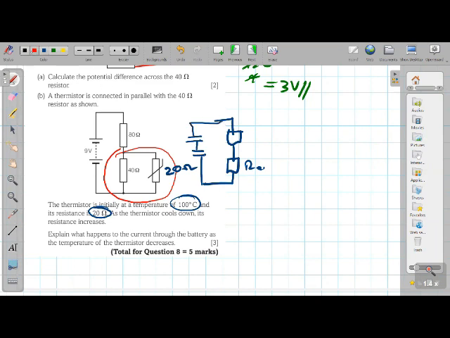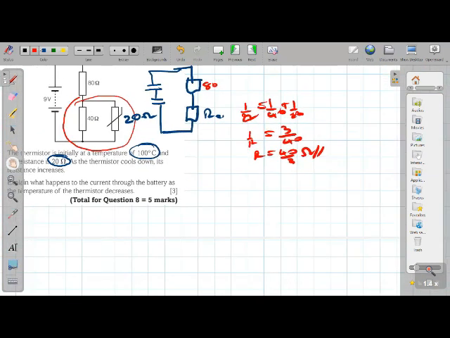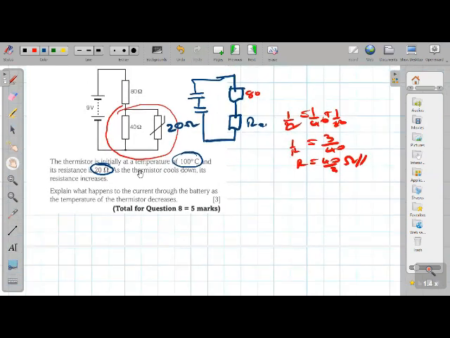Am I audible to you? Okay, so what is the equivalent resistance? It's 1 over 40 plus 1 over 20, and then you take the reciprocal. It is 40 over 3. The final answer is 40 over 3 ohm. Now you have to substitute this in there and find out the total resistance.